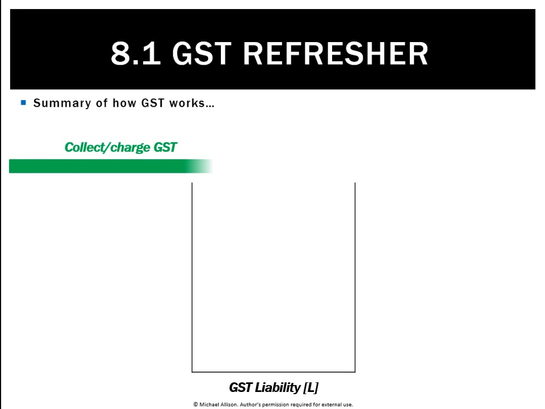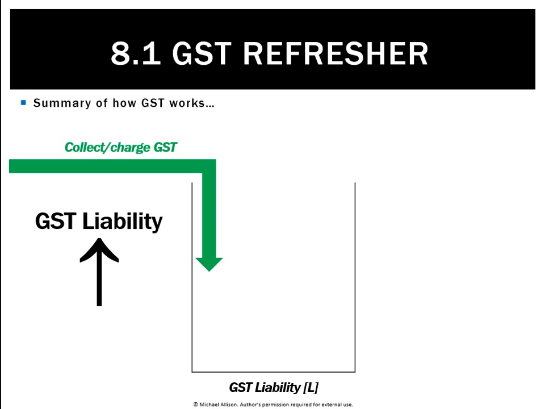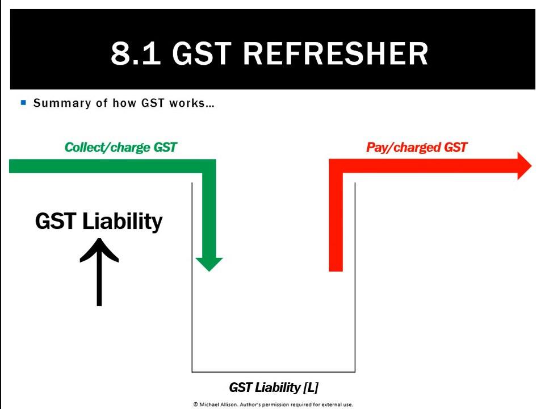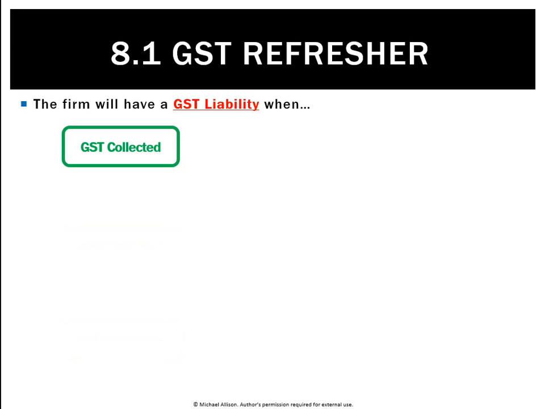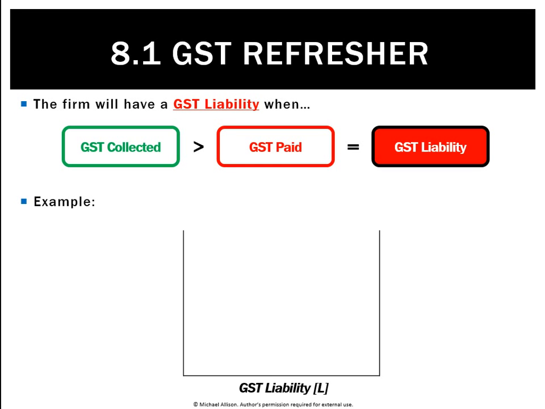How it works is every time the business collects or charges GST, that goes into our pot here and increases our GST liability. In contrast, whenever we pay GST or get charged it by suppliers, that will reduce our GST liability. So a firm will have a GST liability when the amount they collect is more than the amount they pay, and that'll be a liability.